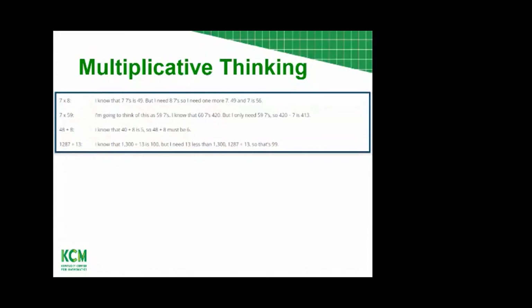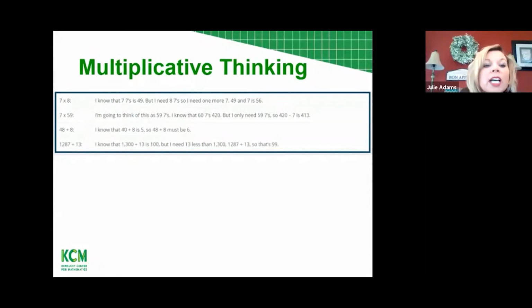Juliana, for some of us, the screen's a little bit blurry. You may want to pick out one or two of your favorites and just read it to us so we know it's on the screen. Okay, I'm sorry. So this one says 7 times 59. I'm going to think of 7 as 59 sevens. So I know that 60 sevens is 420, but I only need 59 sevens. So 420 minus 7 is 413.